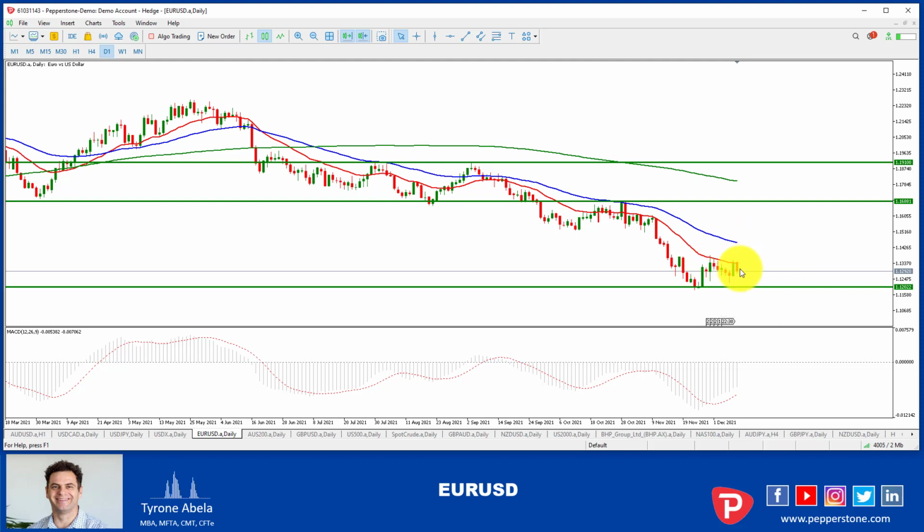What we need to see, and look, it can turn around. It wouldn't be a big deal for this to make a daily close above these moving averages, but I certainly wouldn't be touching it until it did. Okay, I wouldn't be preempting that.